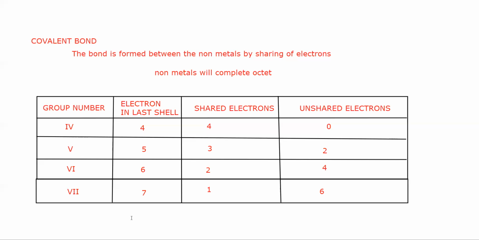If it's group 6, it will have 6 electrons in the outermost shell, it will share 2, and the difference between the electrons in the last shell and the shared ones will give you the unshared. So 6 minus 2 will give you 4. And for group 7, there are 7 electrons in the outermost shell, and out of 7, it will share 1. And unshared will be 6.